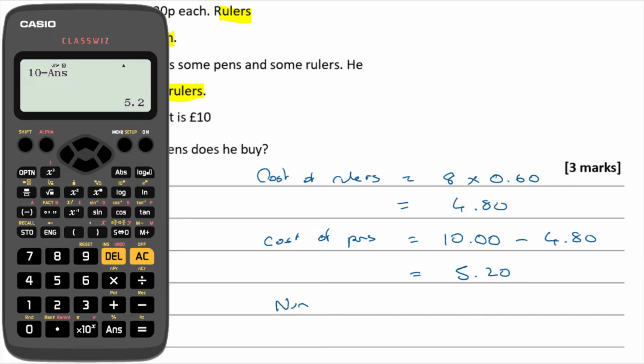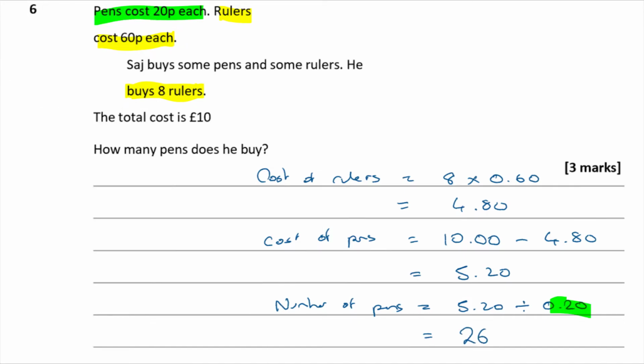So number of pens, that's going to be the £5.20 spent on pens divided by the cost of 1 pen, which was 20p, wasn't it? So that's where that comes from. Okay, so then £5.20 divided by 0.2, that comes out to be 26. So that means they bought 26 pens.